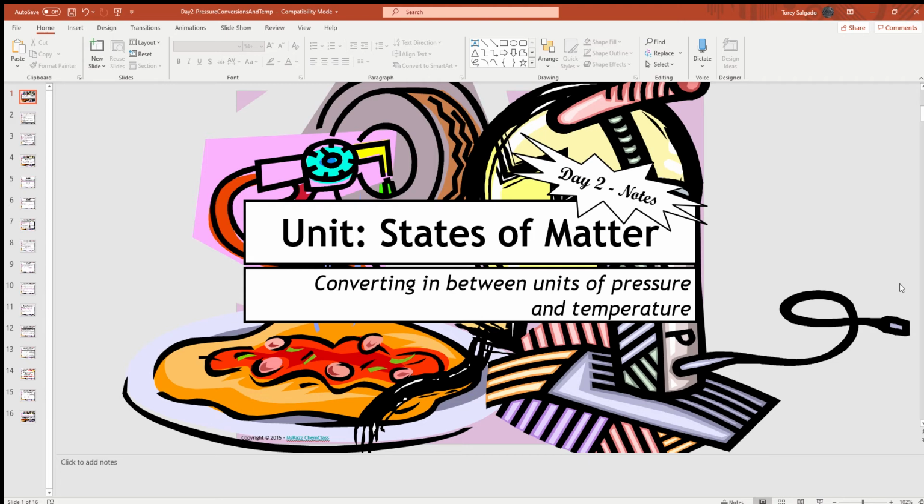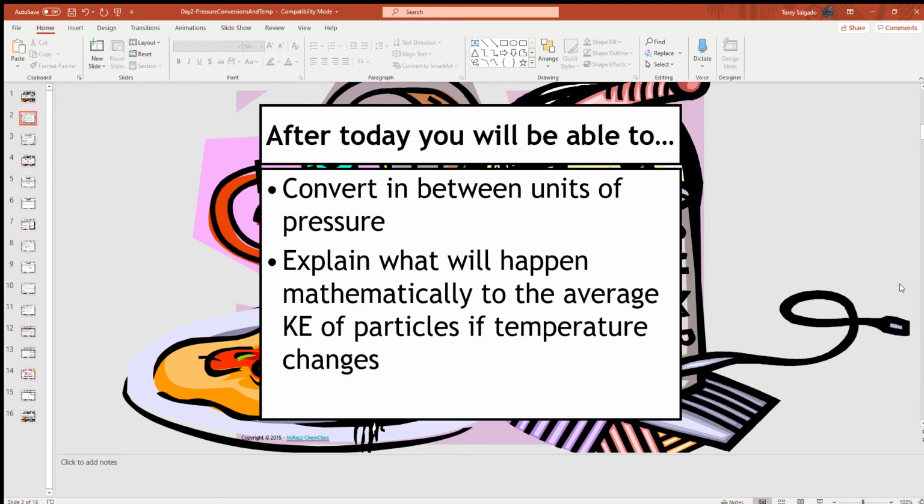Hey guys, so welcome to lesson 2 in our states of matter unit. Last time we learned a little bit about the kinetic theory of gases. Today we're going to get into how to do a little bit more math and convert between units of pressure and temperature. So important stuff today. So let's go ahead and get started.